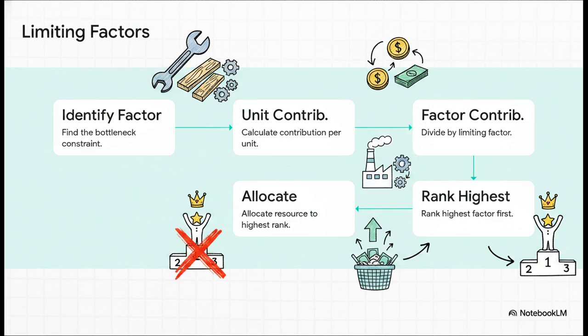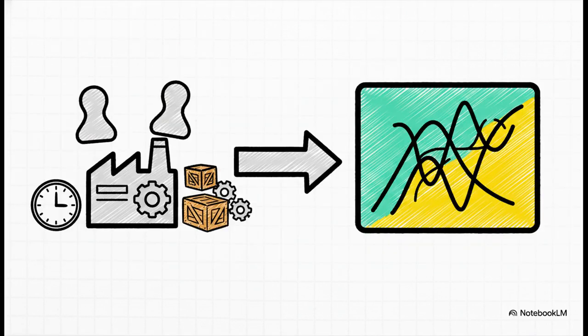Now pay super close attention to step 4. The single most common mistake here is ranking by contribution per unit. Don't do it. Always, always rank by the bottleneck. But what happens when the real world gets even messier? What if you're short on labor and you're short on materials at the exact same time? Well, when a company faces more than one constraint like that, the simple ranking method totally breaks down. We have to level up our strategy to linear programming.